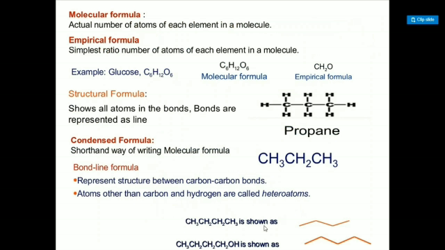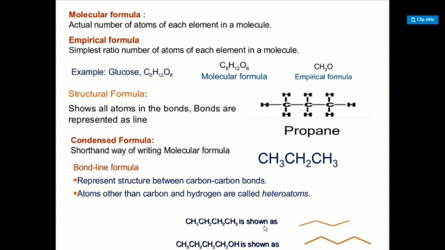Molecular formula: actual number of atoms of each element in a molecule. The number which is actually present in a molecule or in a compound, that is called molecular formula. Empirical formula: the simplest ratio number of atoms of each element in a molecule.